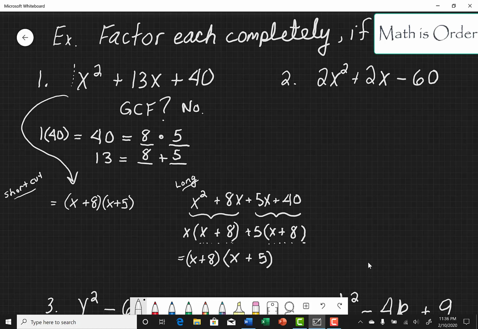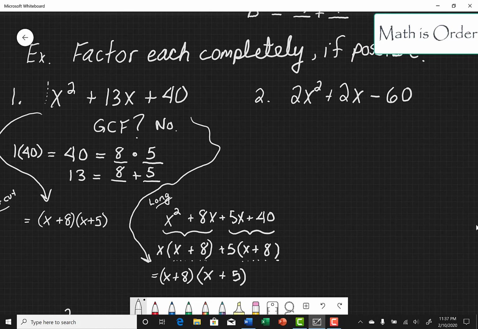All right, so whether you take the long way or whether you take the shortcut way, you still come to the same final result. And the shortcut way only works when the leading coefficient is 1. If the leading coefficient is not 1, and we'll do factoring videos later on where the leading coefficient is not 1, you must take the long way to factor this. The shortcut way will not work. All right, let's do a second question.